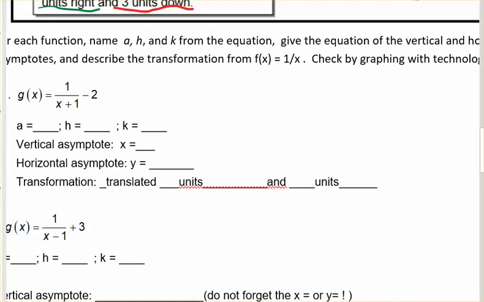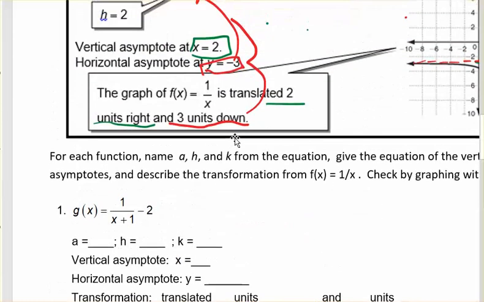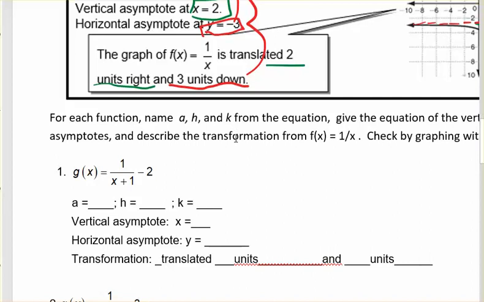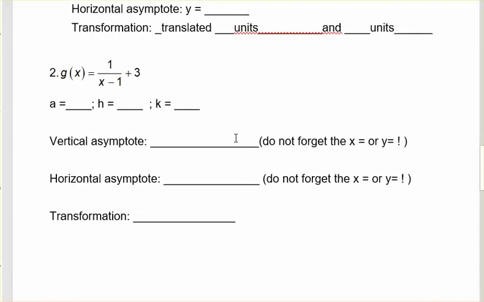On these problems that you're going to do, 1, 2, and so on, you're going to answer questions similar to that. You're going to find the values of A, H, and K, and then you're going to find the asymptotes and talk about the transformation. So there's 2 of them. Let's look at number 2.